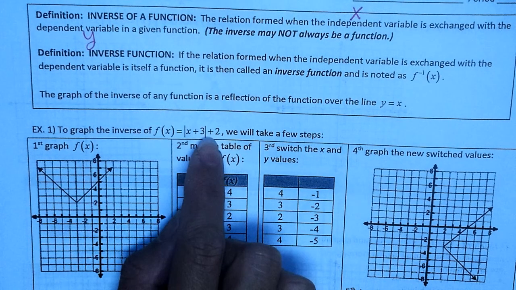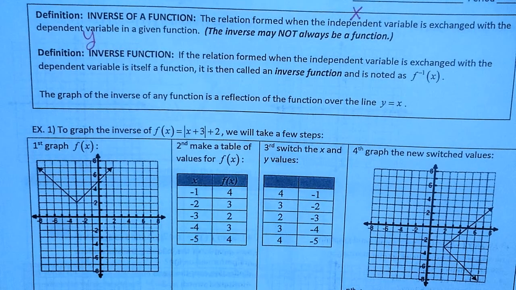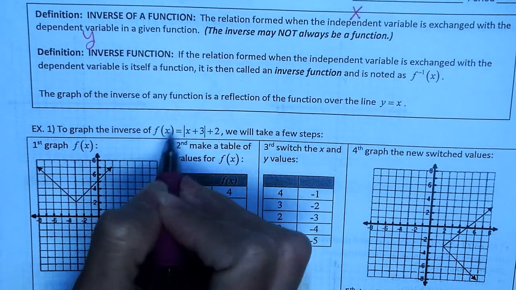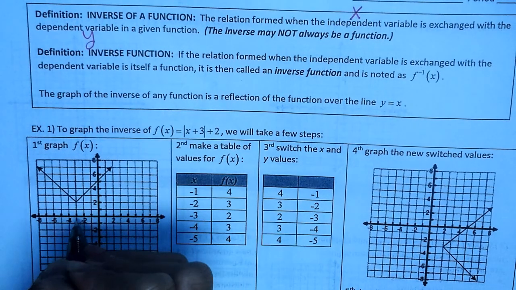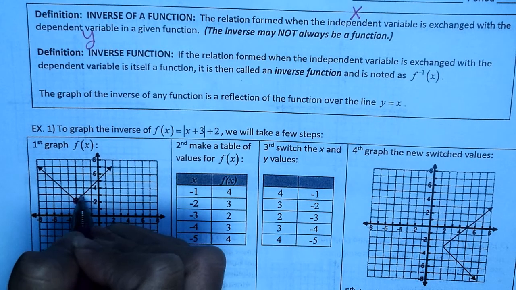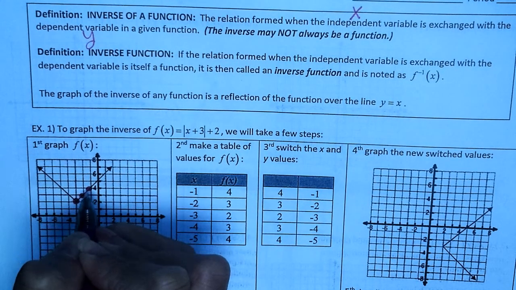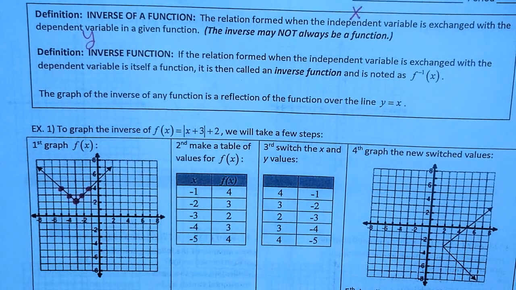So here's the steps. Step 1. First graph f of x. It's already been graphed for you. This absolute value function has a vertex of negative 3, 2. So that's been graphed. It's got a slope of 1. So up 1 to the right 1, up 1 to the right 1. Okay, so that's been graphed already. So step 1 done. Graph f of x.